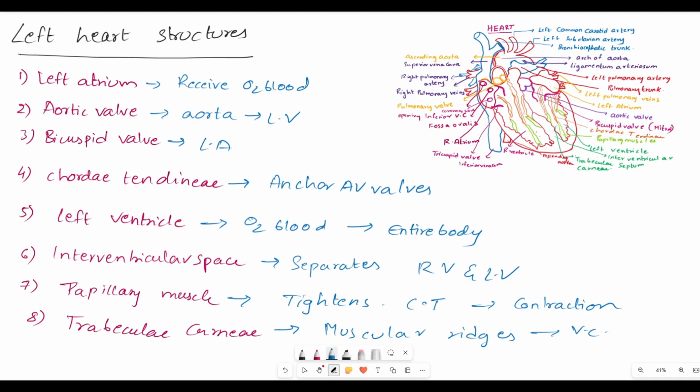Then we have papillary muscle, which will be tightening the chordae tendineae during the contraction process. Then we have trabeculae carneae, the muscular ridges, aiding the ventricular contraction. So that's how simple the heart diagram can be when we break it down step by step. See, no heavy theory, no confusion, just clear labeling and one key function for each part. This approach really helps in exam and for quick revision.